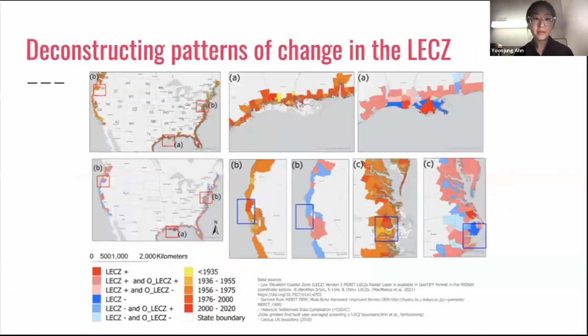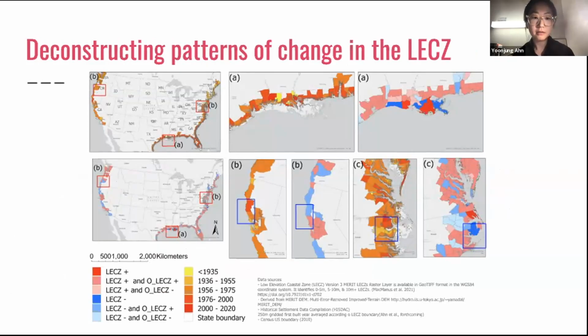We also mapped out this information of the LECZ categories we developed and also the first year built information. And as you can see from the figure, where the population declines, the blue colors have tended to have older buildings than the population growth in LECZ. However, there are a few counties that disagree on this.